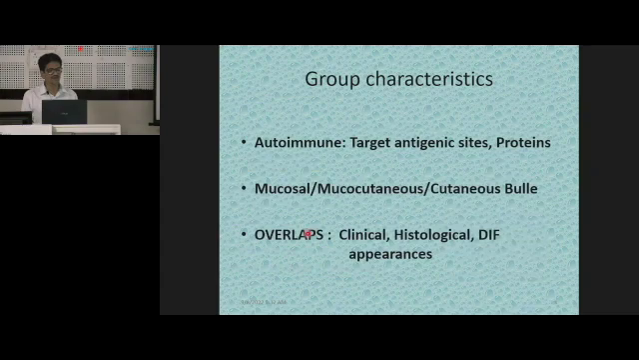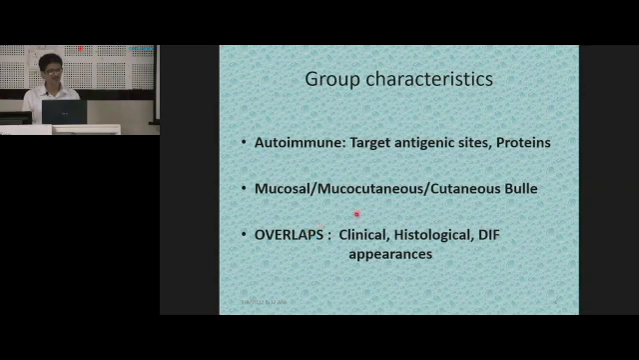Now, what are the group characteristics? All of them are autoimmune diseases. Target antigenic sites and proteins have now been identified. They may be only mucosal, they may be mucocutaneous or cutaneous. And most of them form the bulla, that is the large, more than 5 millimeter sized fluid filled cavities. A vesicle is lesser than 5 millimeters, and a bulla is more than 5 millimeters. But all bullae must begin as vesicles. So one has to remember that.